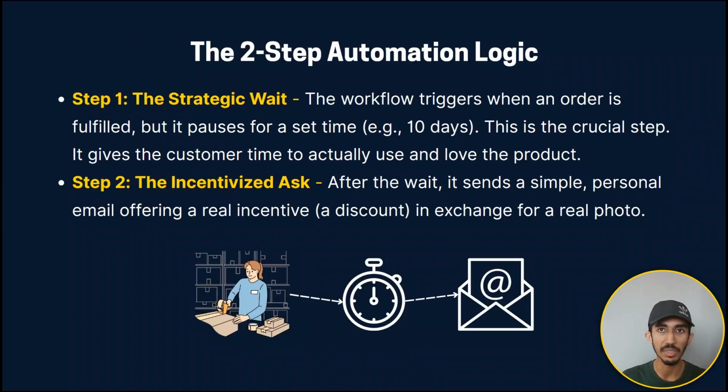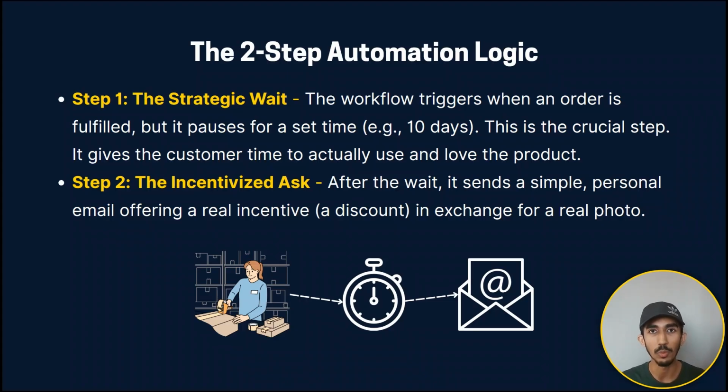So how does this machine actually work? It's beautifully simple, two-step logic. First, step 1, the strategic wait. This is the most important part. The workflow triggers the moment an order is fulfilled, but then it pauses for a set amount of time, like 10 days. This gives the customer time to fall in love with the product, making their review authentic and powerful.